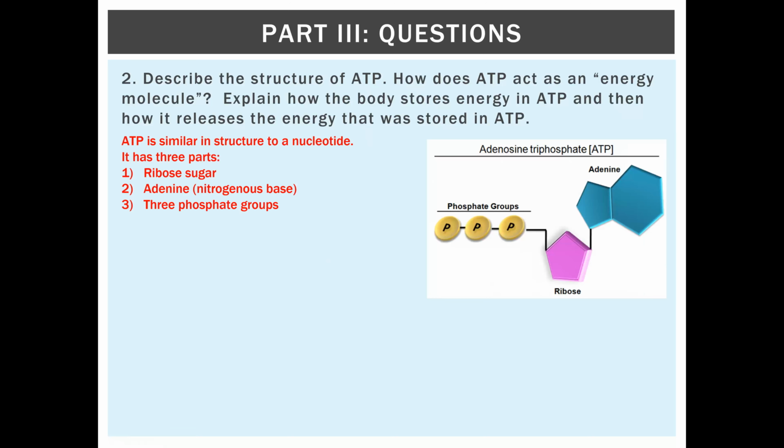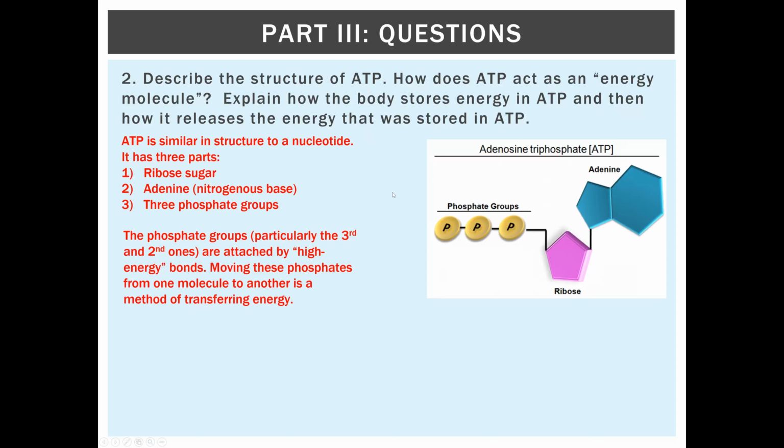So ATP is similar in structure to a nucleotide. It has 3 parts. It has a ribose sugar, which is a pentose sugar, meaning it has 5 carbons. It has an adenine, which is a nitrogenous base, and it has 3 phosphate groups. And ATP stands for adenosine triphosphate.